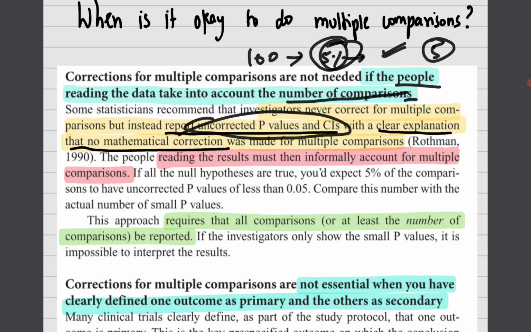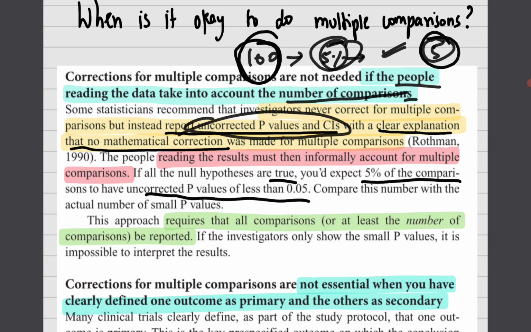So I will read it. If all the null hypotheses are true, meaning out of all of these 100 experiments, let's assume all the 100 null hypotheses are true, then we will still expect 5% of comparisons to have an uncorrected p-value of less than 0.05. Meaning out of these 100, at least 5 experiments can have a significant p-value even if the null hypothesis is true for all the 100 experiments.